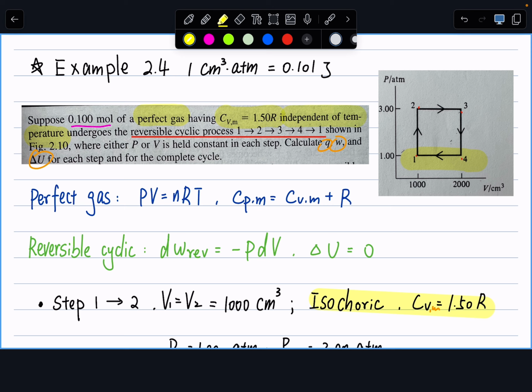The same idea applies to our calculation. What else do we have? We have work reversible equals the integral of negative P dV. In this case, my pressure is constant, my volume is changing. That becomes negative pressure times V final minus V initial. V1 is my final, V4 is my initial. So V1 minus V4, and that ends up being negative 1 atm times 1,000 minus 2,000 centimeter cube.